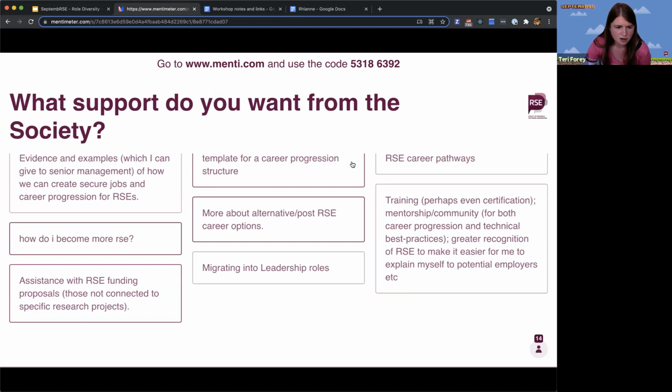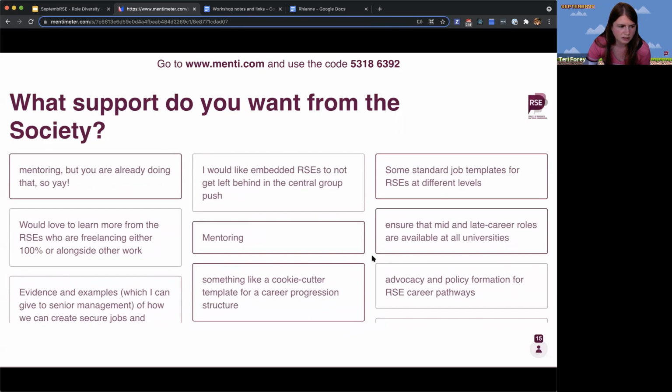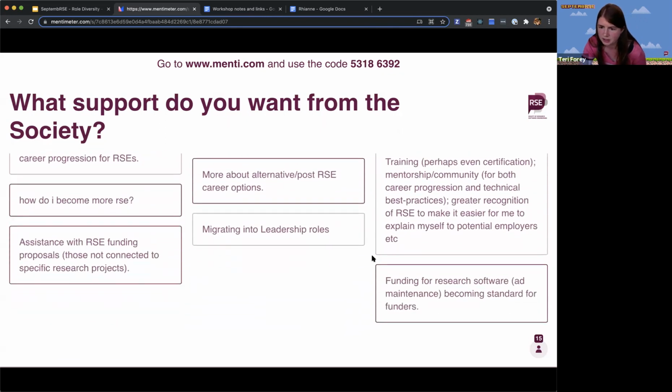Got assistance with RSE funding proposals, those not connected to specific research projects. Migrating into leadership roles. Yeah, definitely. I think these are all things that we have on our sort of radar, but these are definitely brilliant things that we can do as a society to try and support you and the whole community. Oh, there's another one coming in.